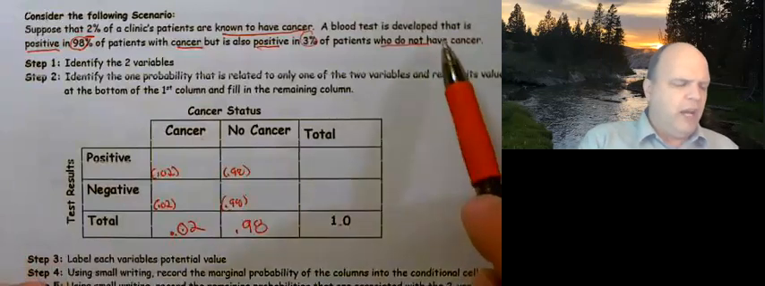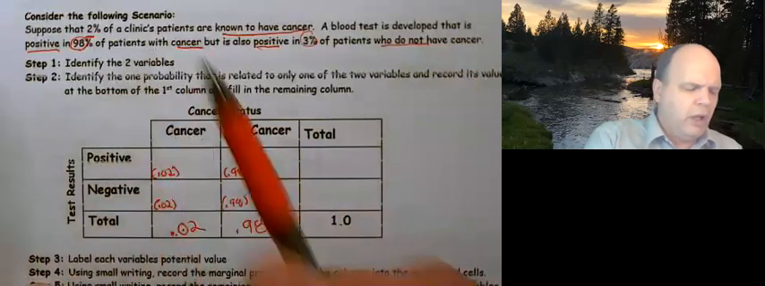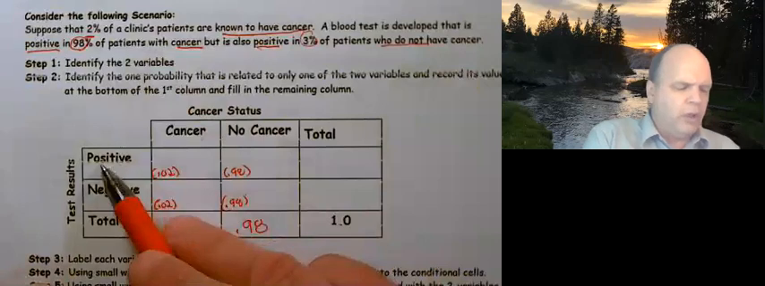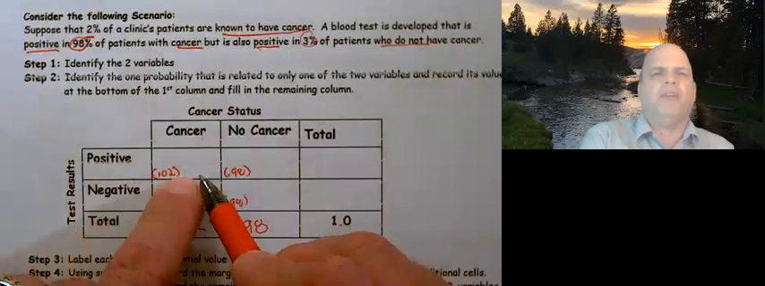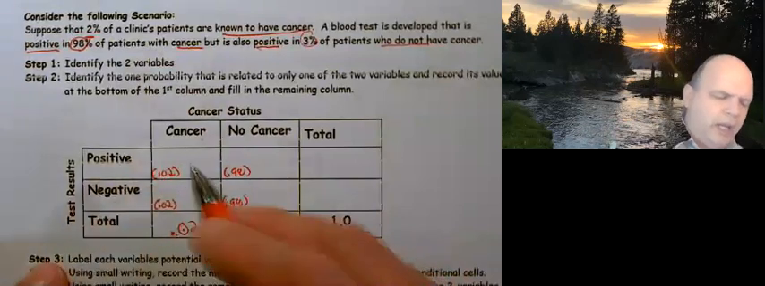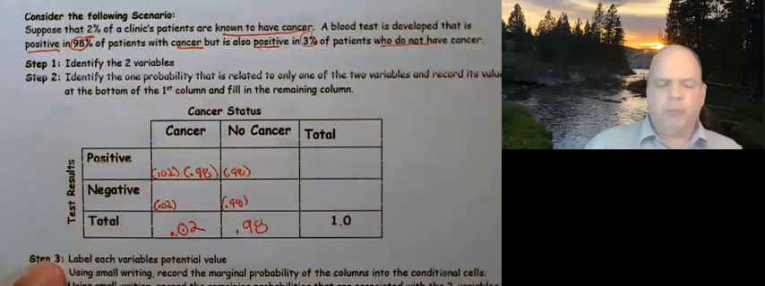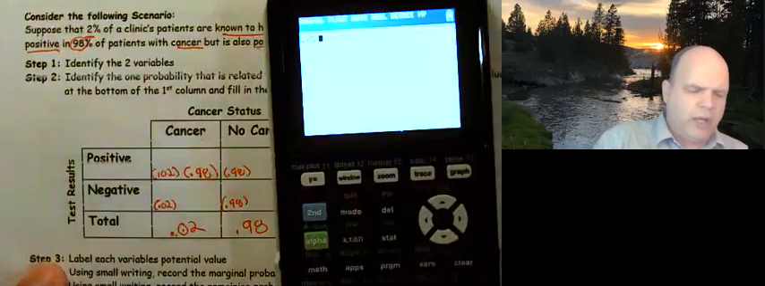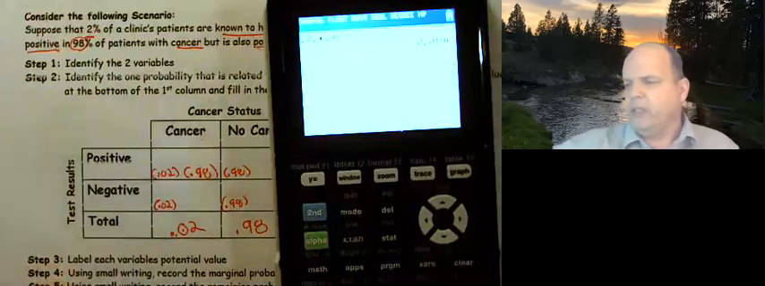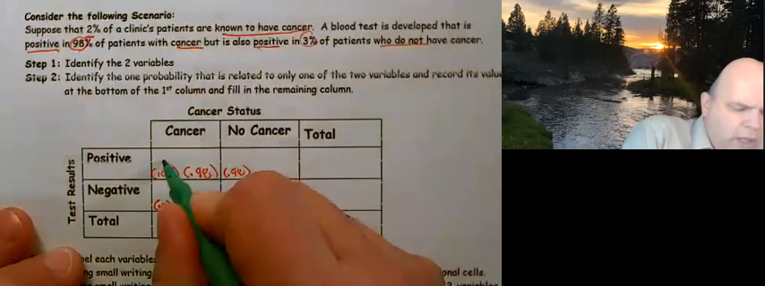A blood test that is positive in 98% of patients with cancer. So we're looking at the positive, and with cancer, and that's right here, because that's positive and with cancer. So this is 0.98. And at this point, we're going to go ahead and multiply that out. So 0.02 times 0.98, and this is 0.0196. I may have made a mistake, but I'm going to try this out. So this is 0.0196.